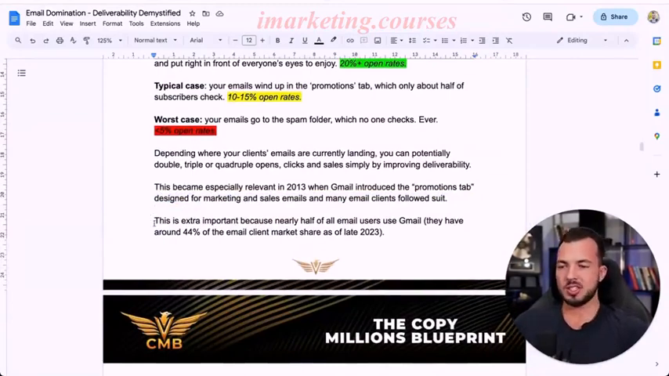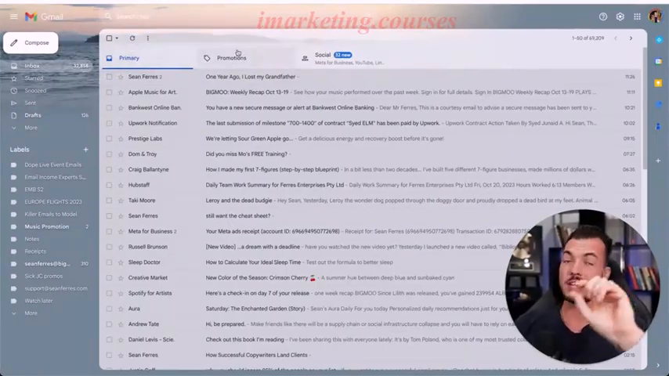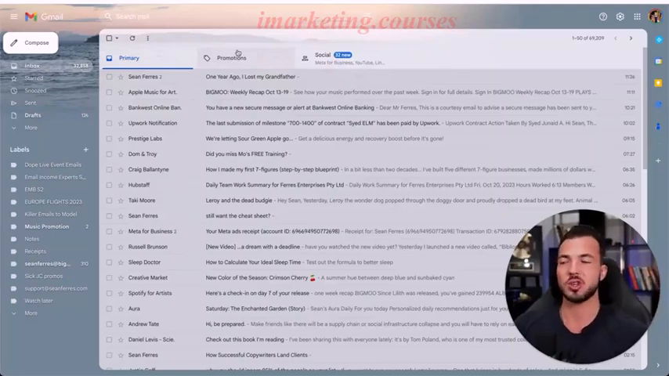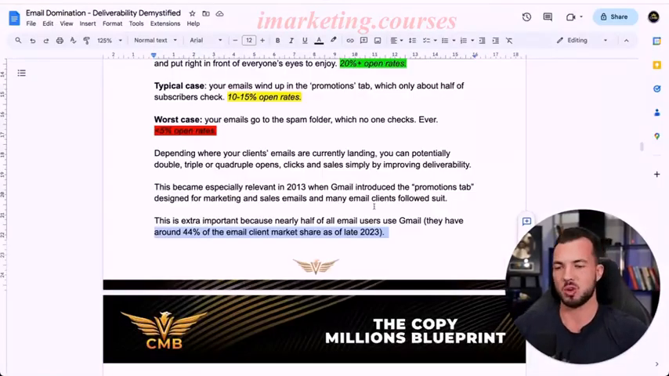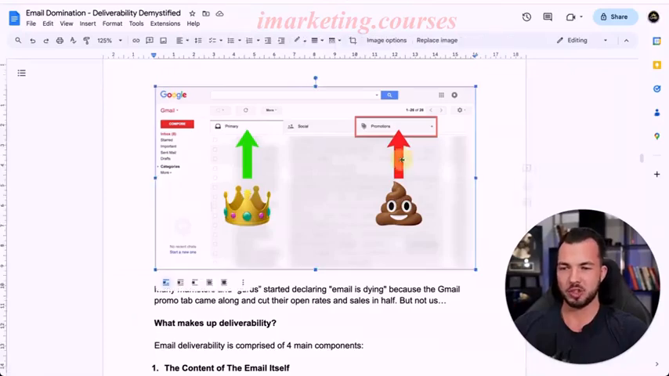Now, this is extra important because nearly half of all email users use Gmail, right? About 44% of email users actually use Gmail. So that's why I talk about Gmail the most, and I perceive Gmail to be the most important. And generally, if you can get it to go to the primary tab in Gmail, then you'll be sweet for all the rest of the email clients like Outlook and Hotmail and Yahoo, etc. If you can get it in the primary tab in Gmail, then pretty much all the ESPs should be fine. And most people use Gmail, so that's really the biggest one to worry about. So, prime example, just to be really explicitly clear, we want to land in primary, not in promotions, okay?